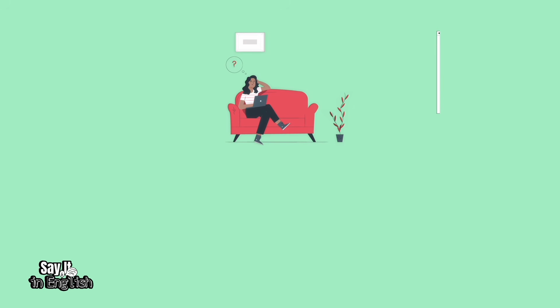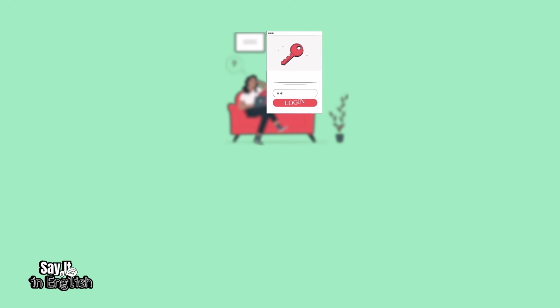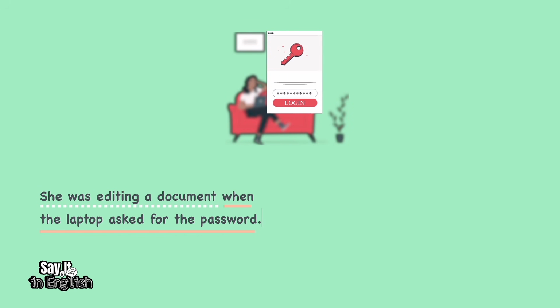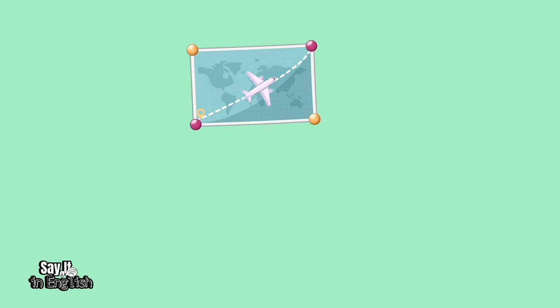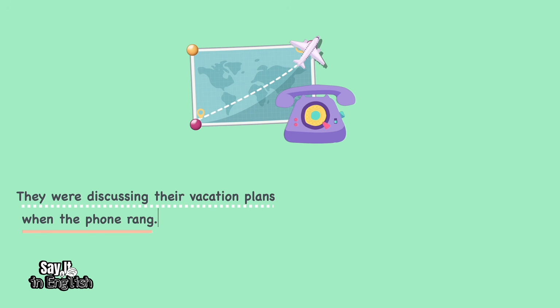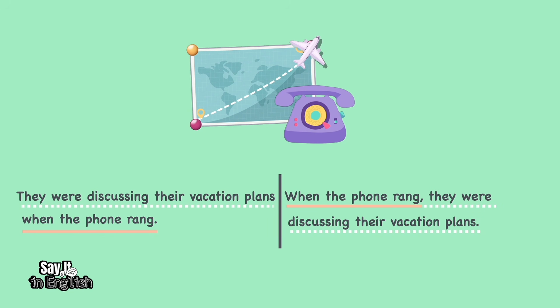Let's take a look at some additional examples. She was editing a document when the laptop asked for the password. When the laptop asked for the password, she was editing a document. They were discussing their vacation plans when the phone rang. When the phone rang, they were discussing their vacation plans.